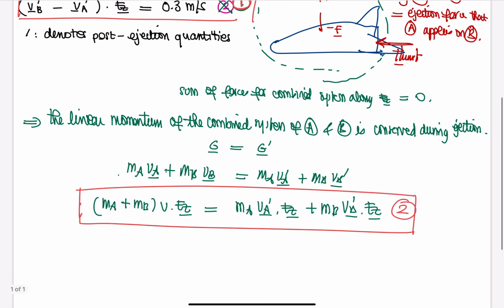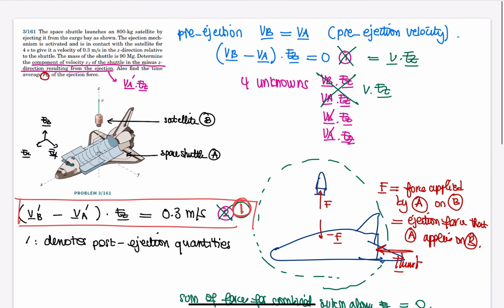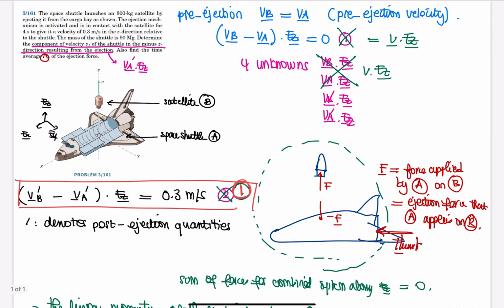Do we have any quantities given? Because I don't think we can find any more equations. The space shuttle launches an 800 kilogram satellite by ejecting it from the cargo bay. As shown, the ejection mechanism is activated in contact with the satellite for 4 seconds to give it a velocity of 0.3 meters per second in the z direction relative to the shuttle. Determine the component. Okay, so I think we have one too many unknowns here.